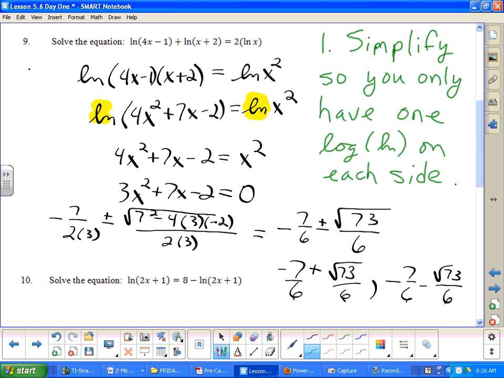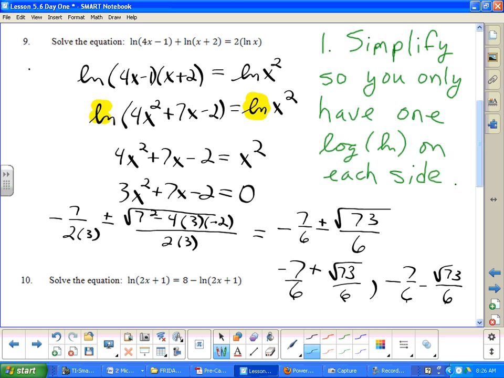So is this number here positive or negative? What's the square root of 73 approximately? Well, around 8, and it's between 8 and 9, right? So if I do negative 7 plus something bigger than 8, I'm going to end up with a positive number, right? So the one on the left side is positive. The one on the right side here is definitely negative.